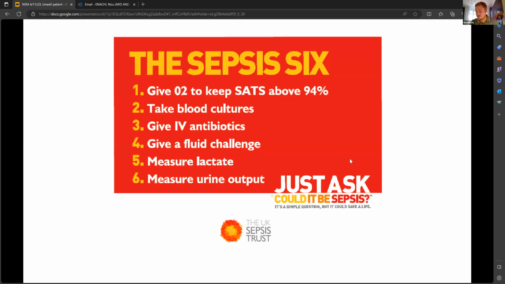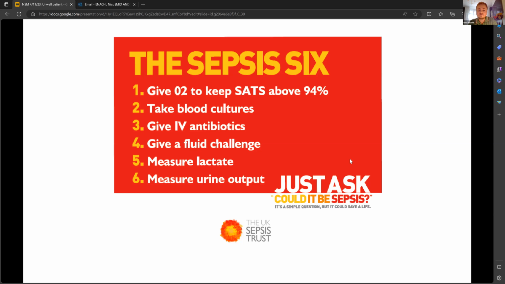Sepsis 6 started off in, I think, 2000, at least in the UK in 2011. They looked at the Surviving Sepsis Campaign from the States, and they saw that following certain things, when you assess a patient with suspected sepsis, if you do those 6 things, it's almost a 50% decrease in their mortality and morbidity, length of stay, or ITU stay. 50%, that is a lot in medicine. That is a lot of patients saved.